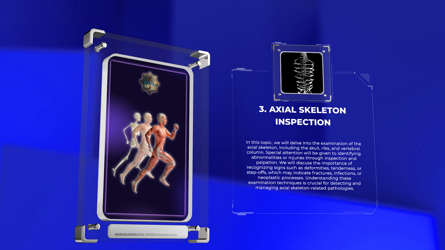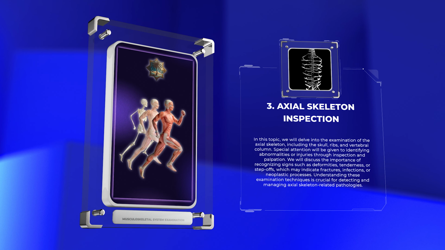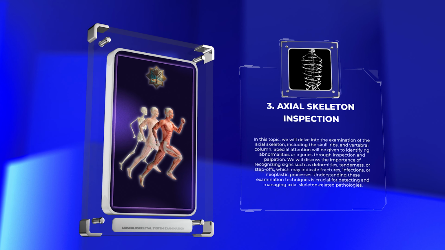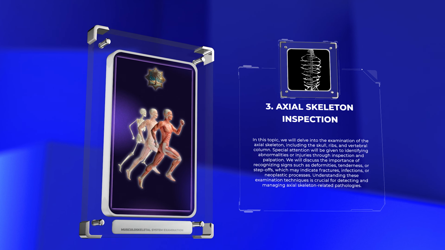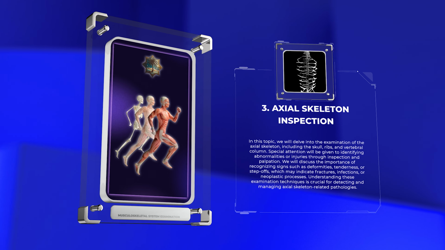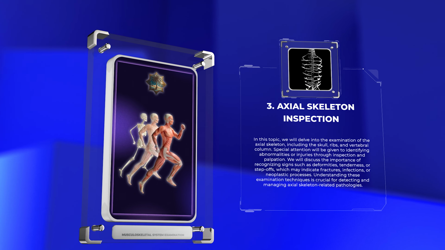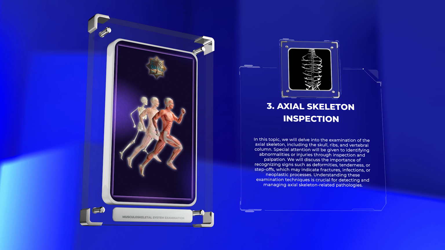In this topic, we will delve into the examination of the axial skeleton, including the skull, ribs, and vertebral column. Special attention will be given to identifying abnormalities or injuries through inspection and palpation. We will discuss the importance of recognizing signs such as deformities, tenderness, or step-offs, which may indicate fractures, infections, or neoplastic processes. Understanding these examination techniques is crucial for detecting and managing axial skeleton-related pathologies.